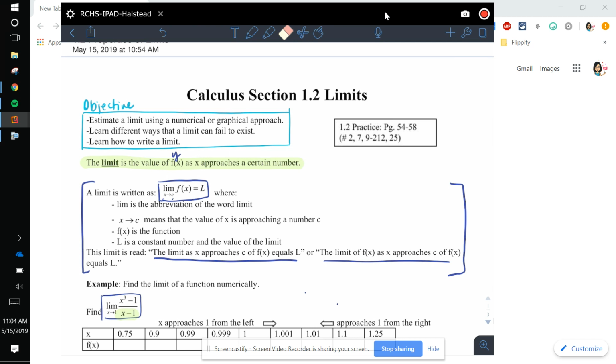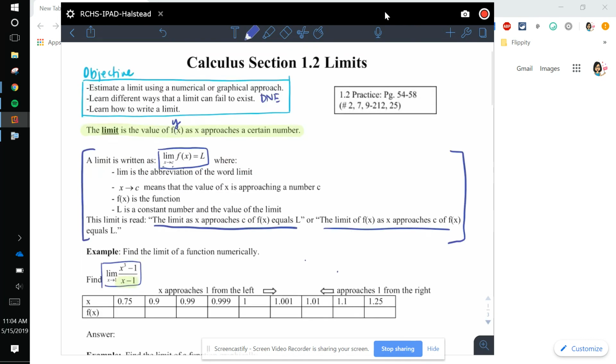All right, we're looking at 1.2, which are limits. So we're going to look at them numerically and graphically. We're going to see when we don't have a limit, so when the limit does not exist. And then also learn how to write and say a limit.